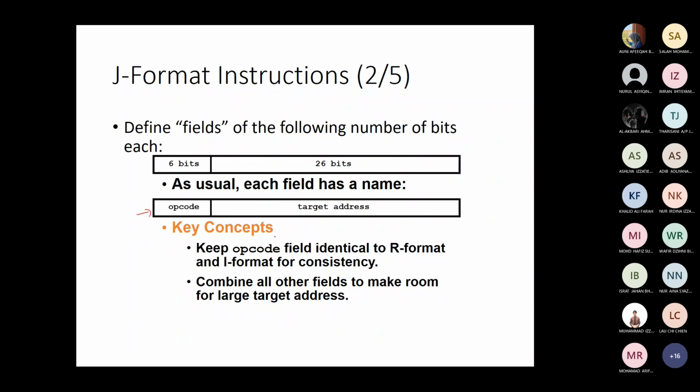The key concept is to keep the opcode field identical to R format and I format for consistency. Simplicity and consistency make the execution uniform so that the performance is much better. We only use the opcode, but the rest of the other fields are combined to make room for a large target address. So now we have 26 bits that we can set as the target address.